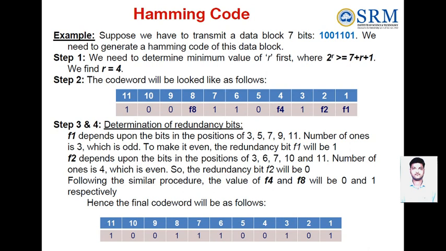And as per the rules of parity checking for each and every one, 1, 3, 5, 7, 11, we will decide the value of the bit position F1. Similarly for F2 and F4. So this is the result that we will get. This way we can generate code.